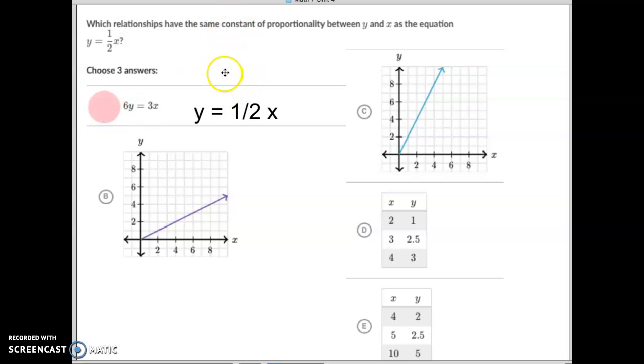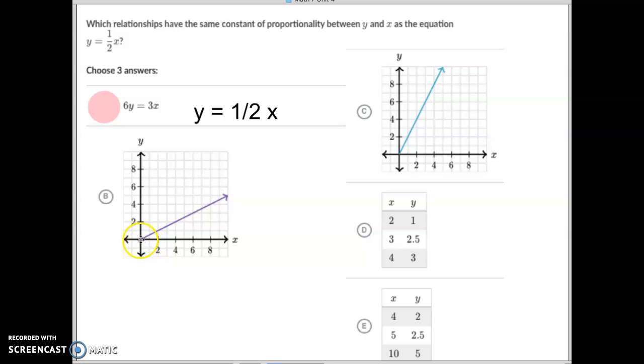When you have this, you're going to learn a new term when it comes to graphs. When we have this constant of proportionality, another word for it is slope. And slope is how much something rises over how much it runs. So how fast does it go up? In this case, it goes up 1, and every time it goes up 1, it goes over 2. So we're looking for a graph that goes up 1 and over 2.